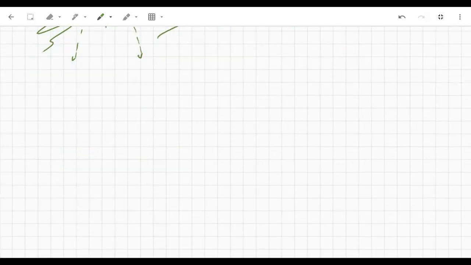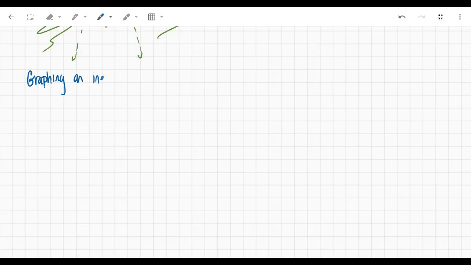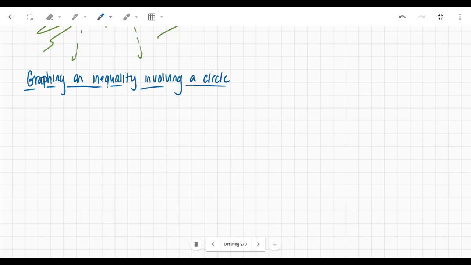We have graphing an inequality involving a circle. So that's kind of fun. Okay, basically you're going to graph your circle and either shade inside or outside. Okay, so x squared plus y plus 4 squared is greater than or equal to 25.